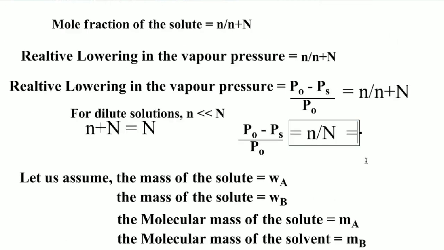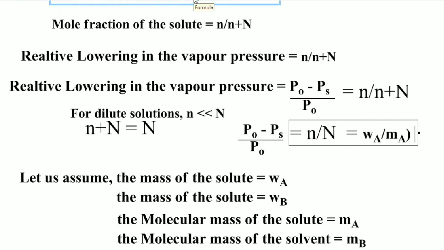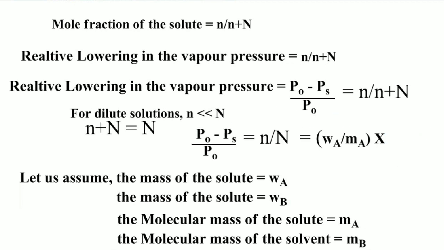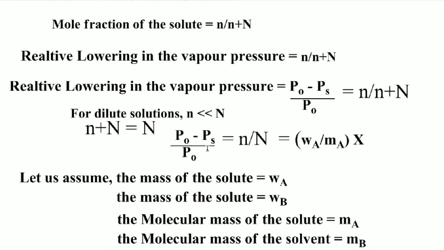Therefore, students, Raoult's law, the relative lowering in the vapor pressure, P naught minus PS by P naught, is equal to small n by capital N, or we can write it as WA by MA into MB by WB. So we can write Raoult's law as P naught minus PS by P naught equals small n by capital N into WA by MA into MB by WB. So this is Raoult's law.